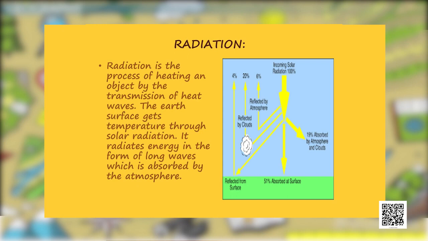The following facts about radiation are worth noting. All objects, whether hot or cold, emit radiant energy continuously. Hotter objects radiate more energy per unit area than colder objects. Temperature of an object determines the wavelength of radiation. Temperature and wavelength are inversely related. Hotter the object, shorter is the wavelength of the wave.